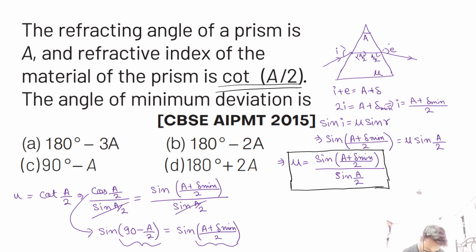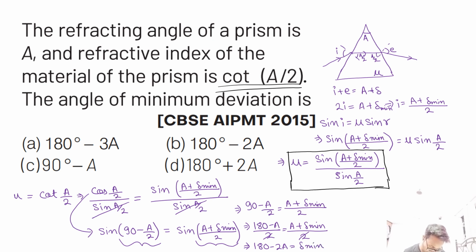Or 90 minus A by 2 is equal to (A plus D minimum) by 2, or 180 minus A is equal to A plus D minimum, as the 2s get cancelled. Or D minimum is equal to 180 minus 2A. So 180 minus 2A is equal to D minimum.